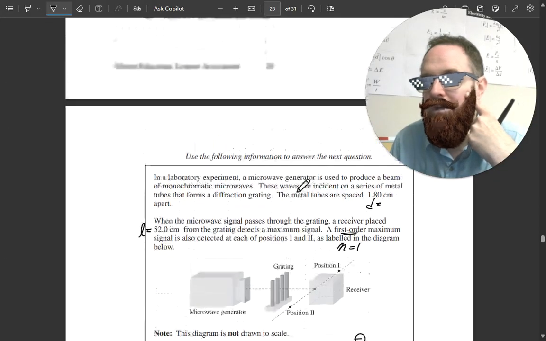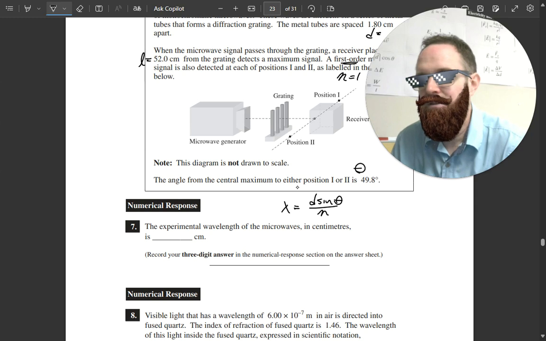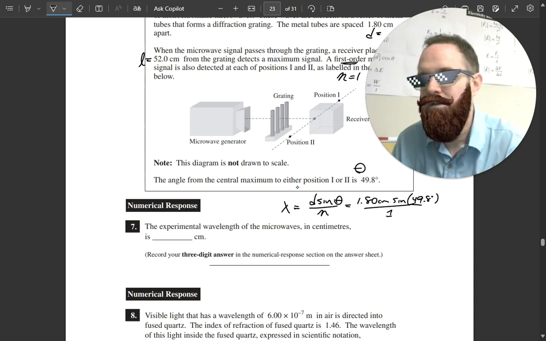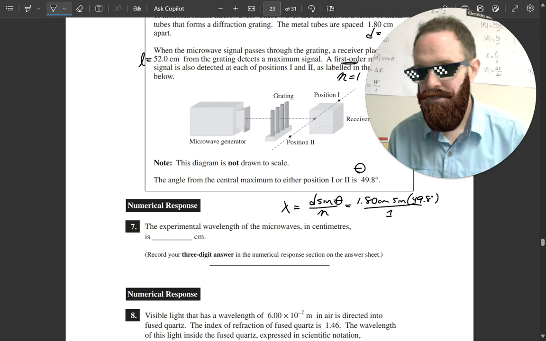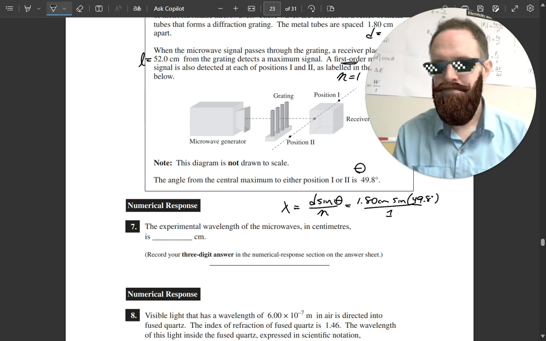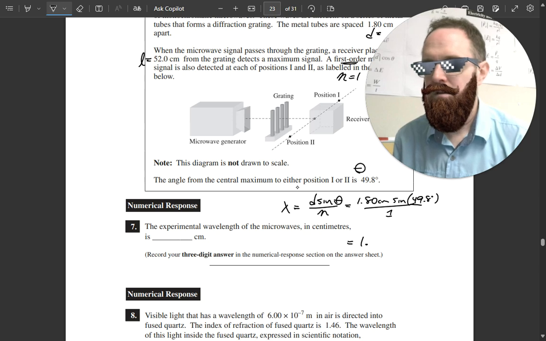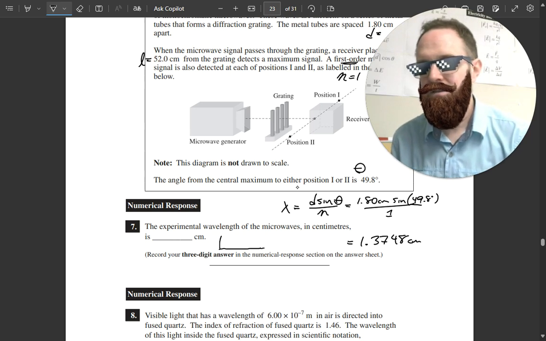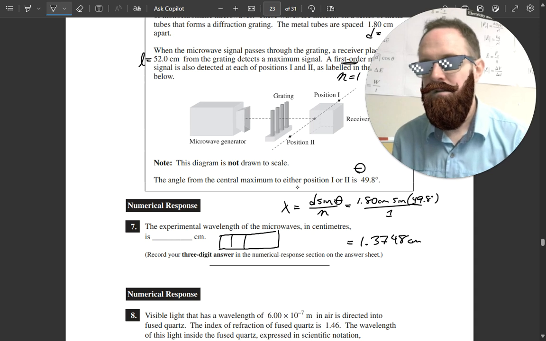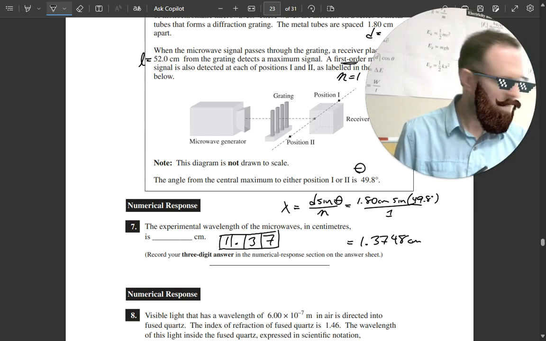So what I want to do is leave this in centimeters, because everything else doesn't have units. So this is in centimeters, and I go sine 49.8. That has no units, because that's just a ratio between 2 sides, and this 1 is just 1, so there's no units there. So it's just going to be a pretty simple calculation here. Man, this is a pretty nice test. 1.3748 centimeters. So if I'm going to put this in the box here, 1.37, right? Yeah, pretty good.